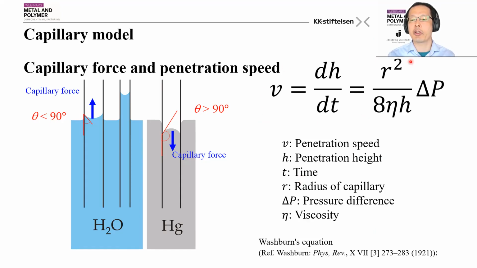Here is the basic equation of the capillary model. The penetration speed, V, is described as a function of the radius of the capillary, the viscosity of the penetrating metal, the penetration height, and the pressure balance at the penetration front. This equation was suggested by Washburn, so it's called Washburn's equation.